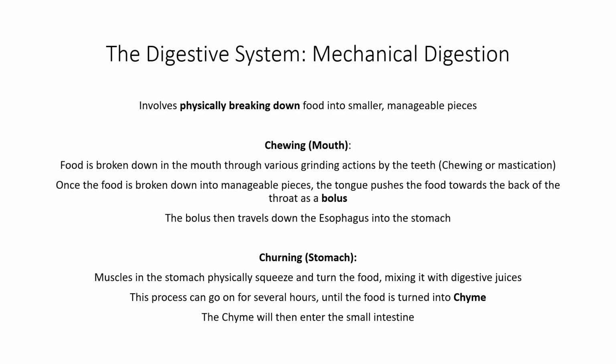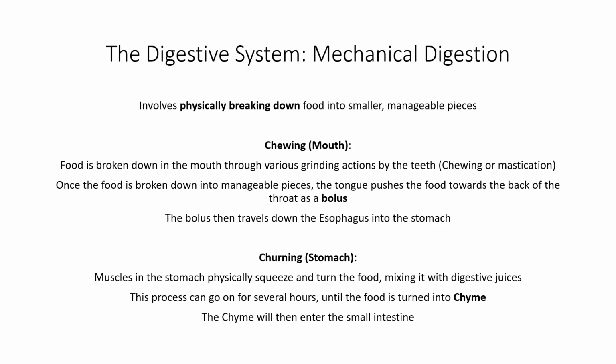The stomach has two different types of digestion as well, similar to the mouth. So you have churning, and this is the mechanical digestion that the stomach does. The muscles in the stomach physically squeeze and turn the food, mixing it with the digestive juices, and the digestive juices are what chemical digestion will be, which we'll talk about in the coming slides. This process can go on for several hours until food is turned into chyme.